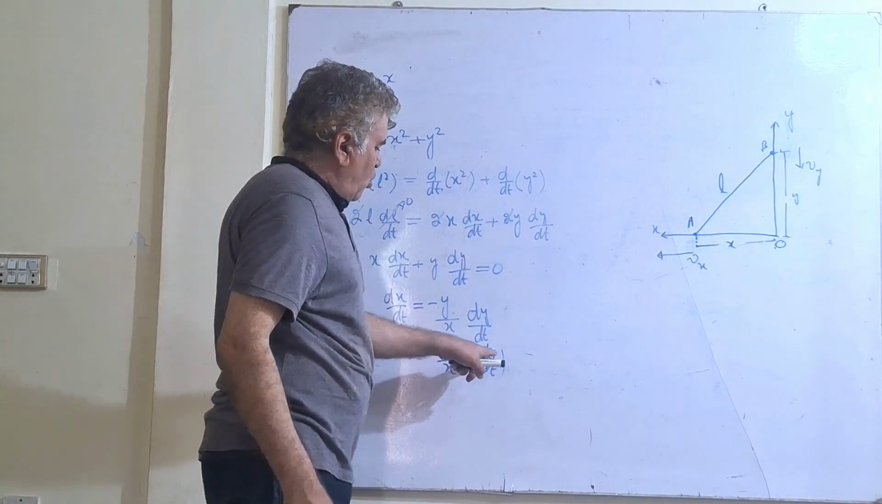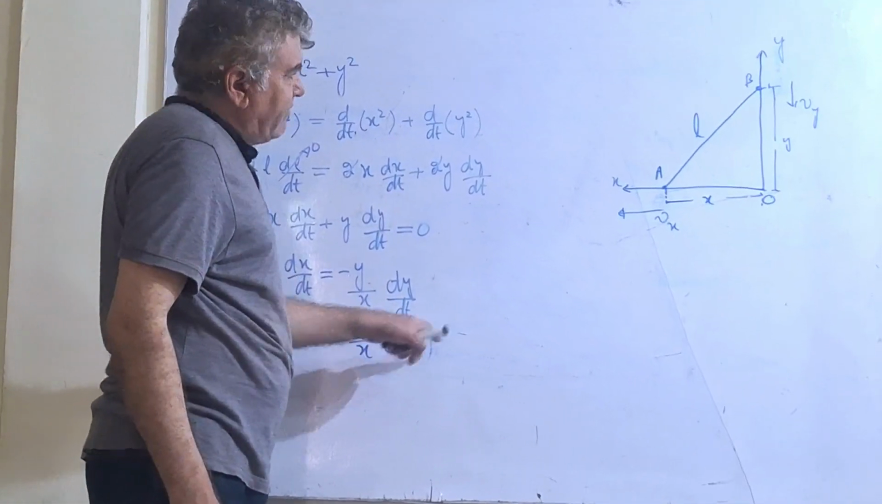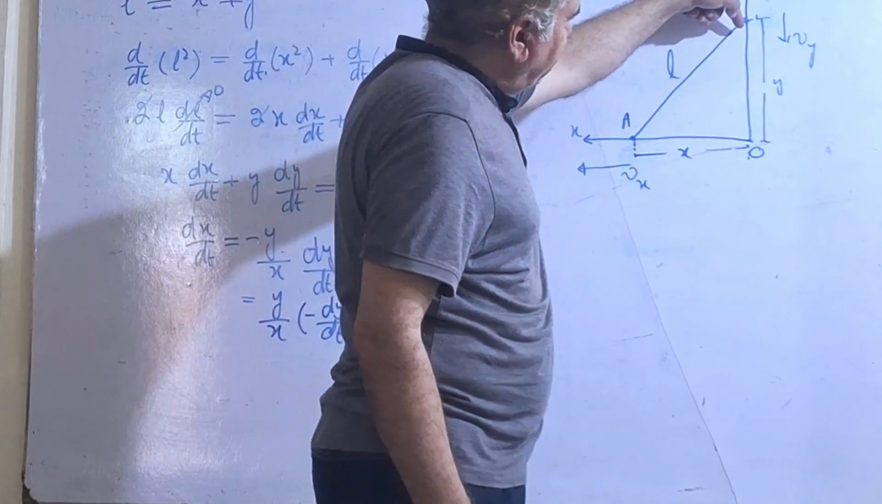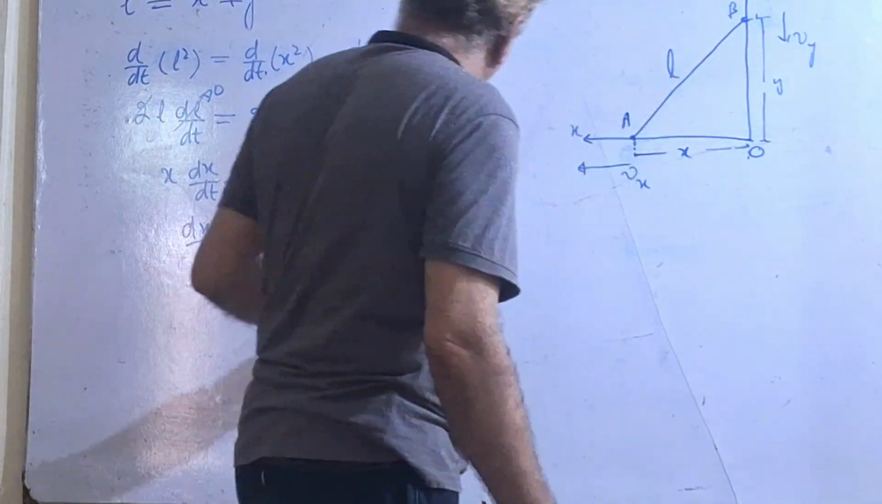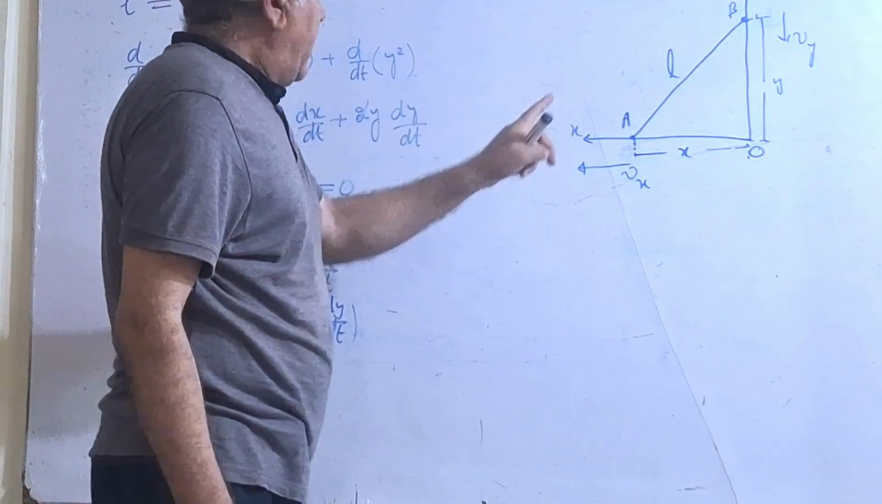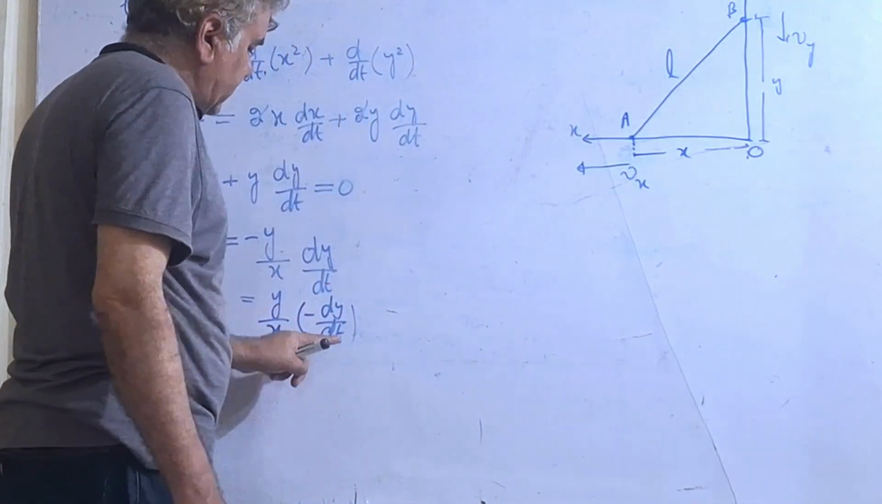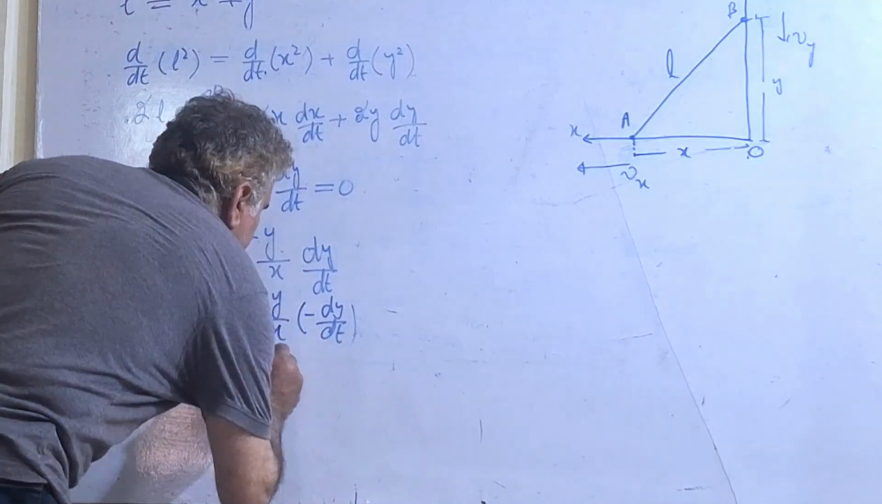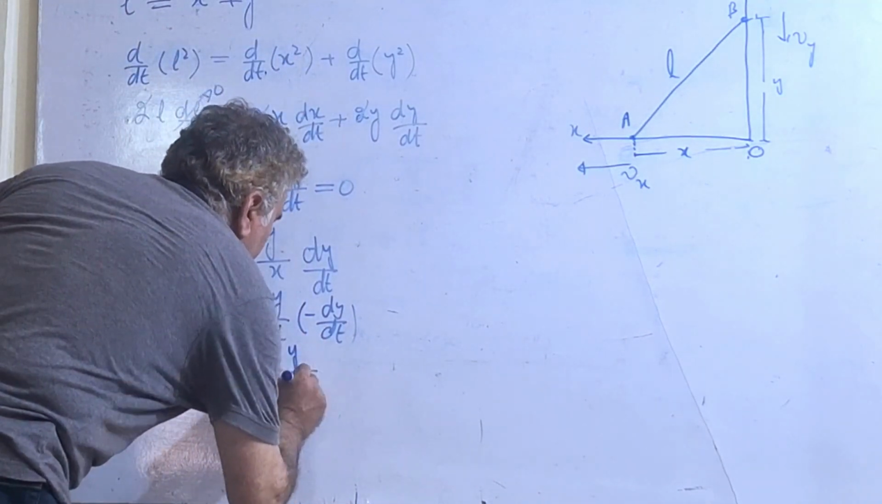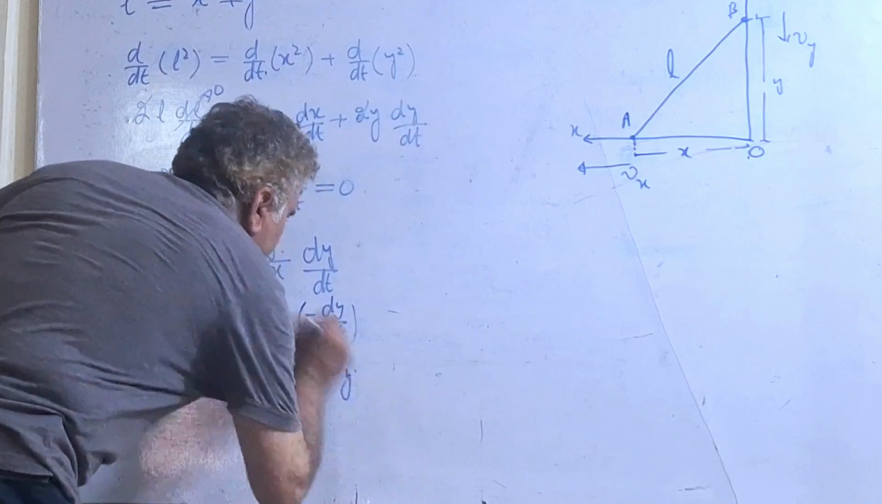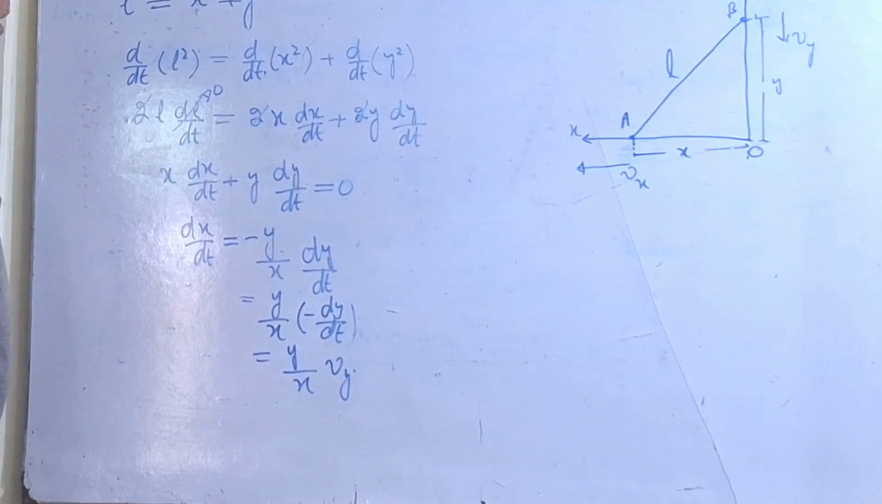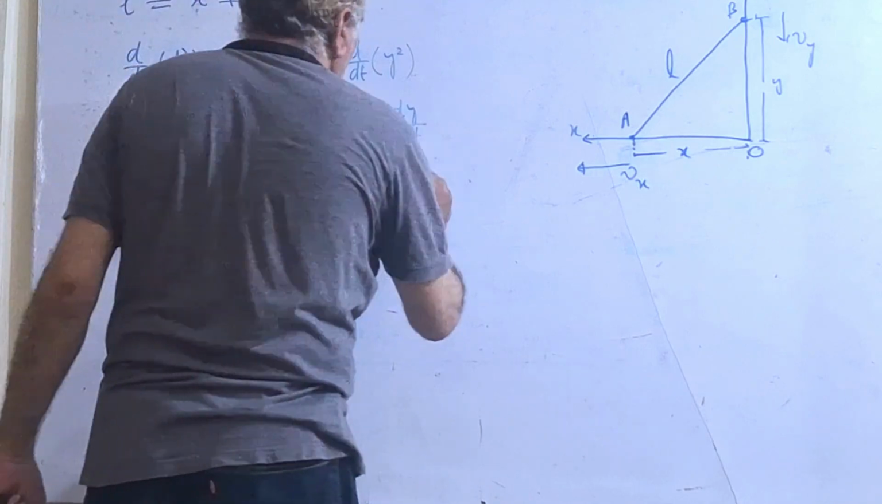Now, dy is by itself negative because with the passage of time this distance is decreasing, so dy would be negative. And vy is also negative, so this thing is in fact the positive velocity. I write this as y over x into vy. Okay, now let me write things over here.